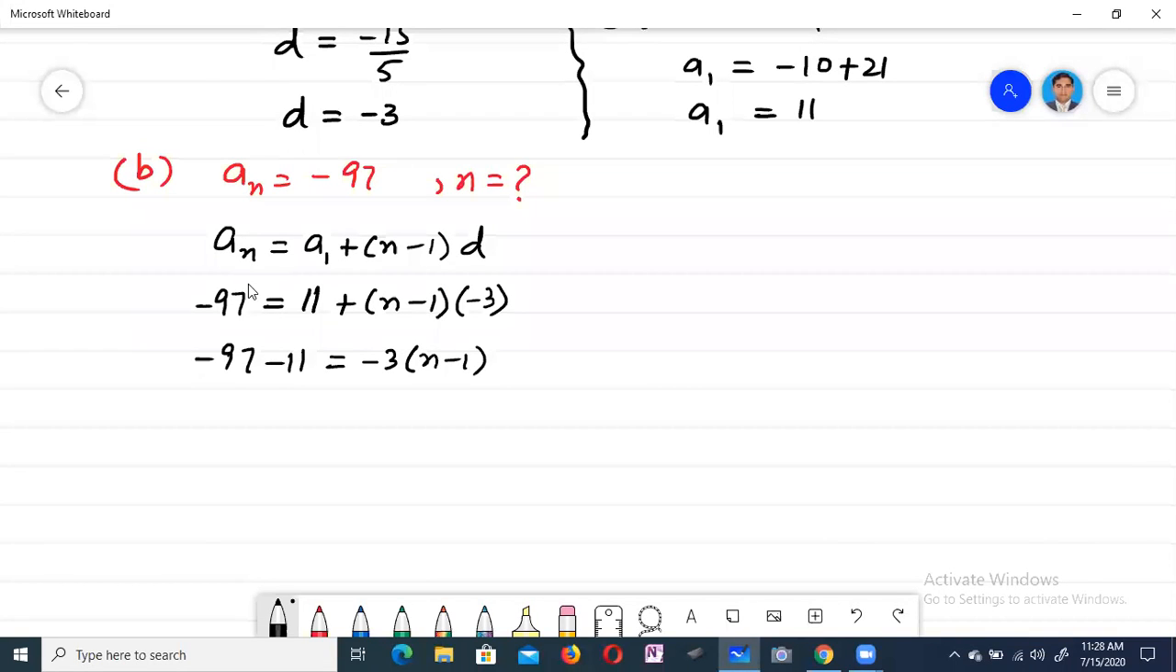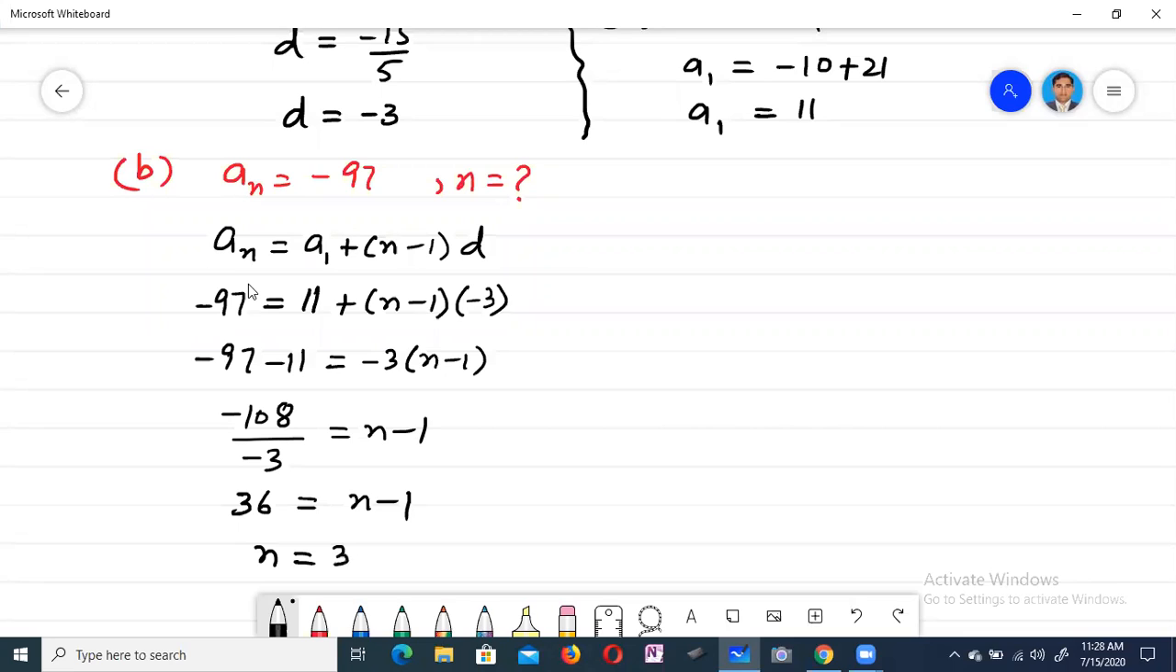Minus 97 and minus 11 is minus 108. This minus 3 other side will divide, is equal to n minus 1. Minus cancel with minus, 108 divided by 3 will be 36 is equal to n minus 1. Then n is equal to minus 1, other side is plus 1. 36 plus 1 will be equal to 37. This is the value of n.